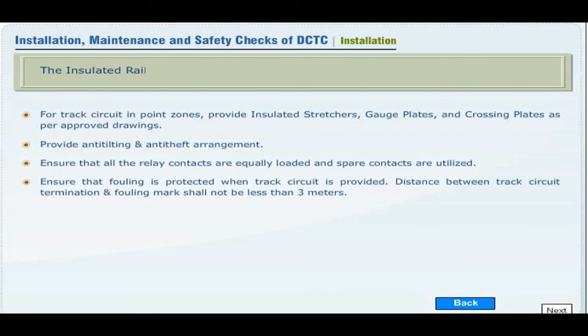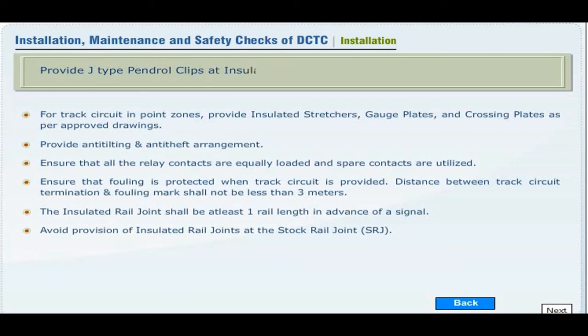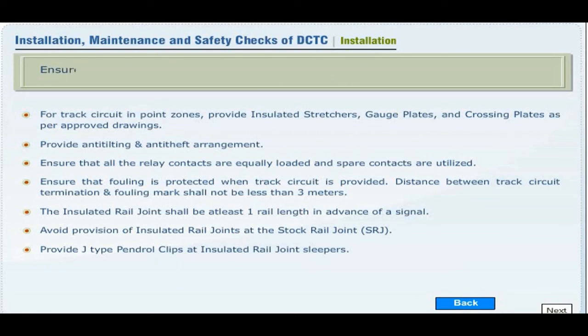The insulated rail joint shall be at least 1 rail length in advance of a signal. Avoid provision of insulated rail joints at the stock rail joint, SRJ. Provide J-type pandrol clips at insulated rail joint sleepers. Ensure that TSR, RB, RR, etc. are within the specified limits.